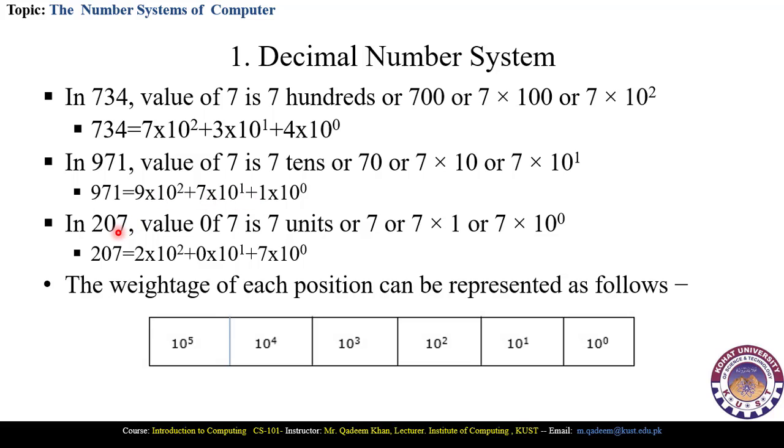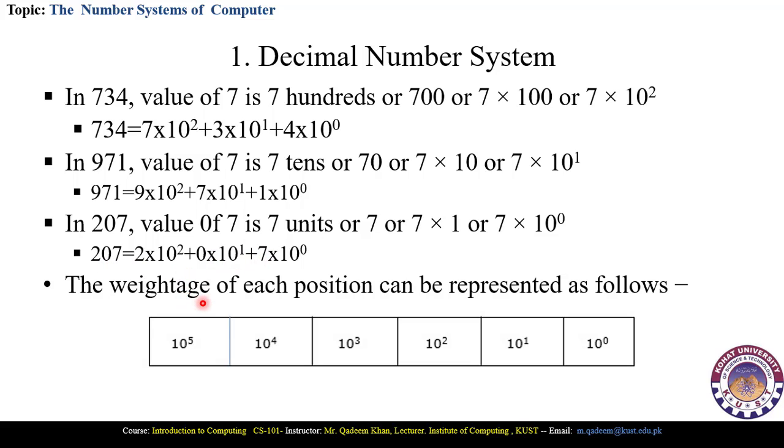Also we have 207, and here the value of 7 is 7 units, which is 7 multiplied by 1, or 7 multiplied by 10 to the power 0. So here the 7 is in fact just 7. Now 207 is equal to 2 multiplied by 10 to the power 2, which is 200, plus 0 multiplied by 10 to the power 1, which is in fact 0, and this 0 is in the tens place, plus 7 multiplied by 10 to the power 0, which is only 7. So 200 plus 7 is equal to 207.